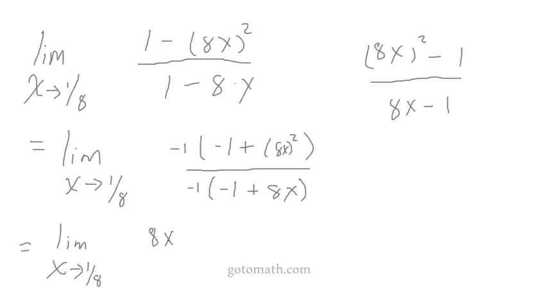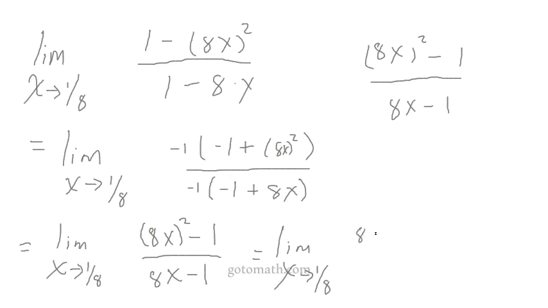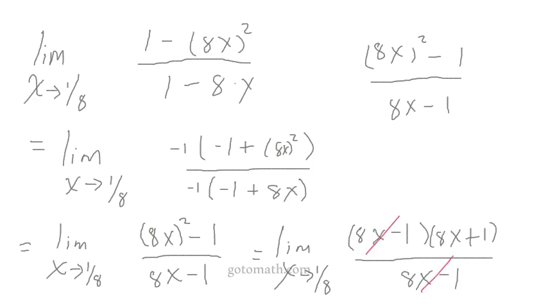So as you can see, this limit is actually equal to (8x) quantity squared minus 1 over 8x minus 1. Now we've already worked one of these problems before. We could rewrite this limit as x approaches 1/8, and we want to factor the numerator, so we have 8x minus 1 times 8x plus 1, over 8x minus 1. Now, that was the whole idea, so we can factor and then rewrite this.